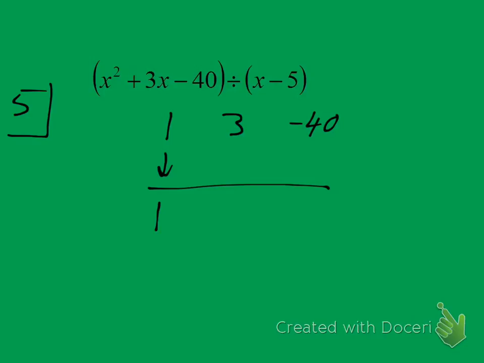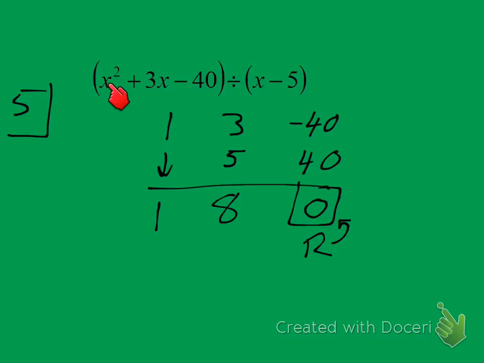Multiply that by 5 to give you 5, and then you add with 3 to give you 8, and then you multiply it by 5 to give you 40, and then you add it to get 0, and that is your remainder. Notice I always box my remainder, just so I know where it's at. That way it doesn't become part of my answer. It shouldn't become part of your answer unless you have one, and we'll deal with that later.